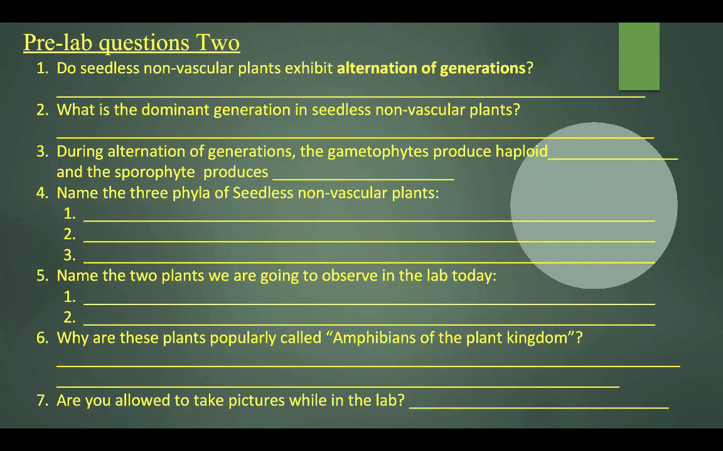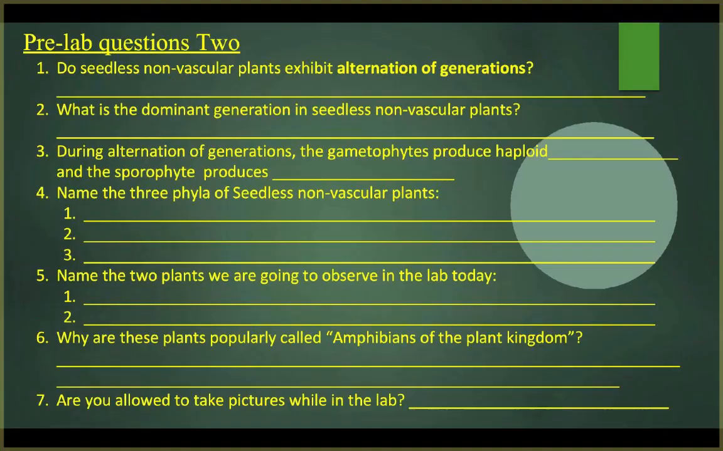And then we have the second set of pre-lab questions, because the first set came after introduction to plants in general, and the second set of pre-labs come after introducing seedless non-vascular plants. Do seedless non-vascular plants exhibit alternation of generation? And hopefully you know, yes, because that's what we've been doing, right? What is the dominant generation in seedless non-vascular plants? And we know it is the gametophytes.